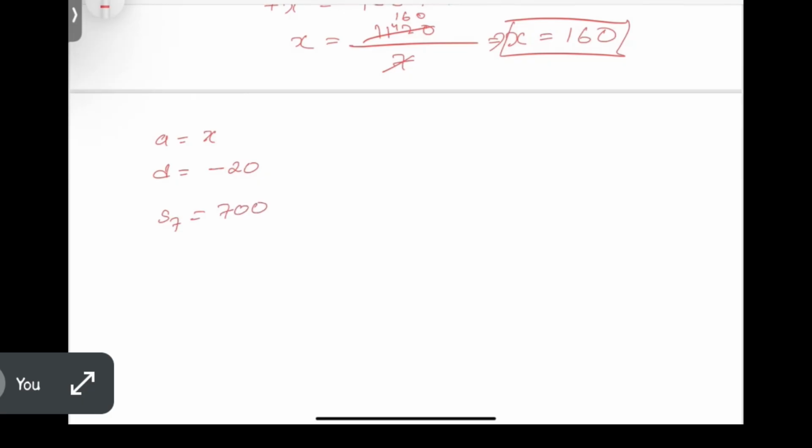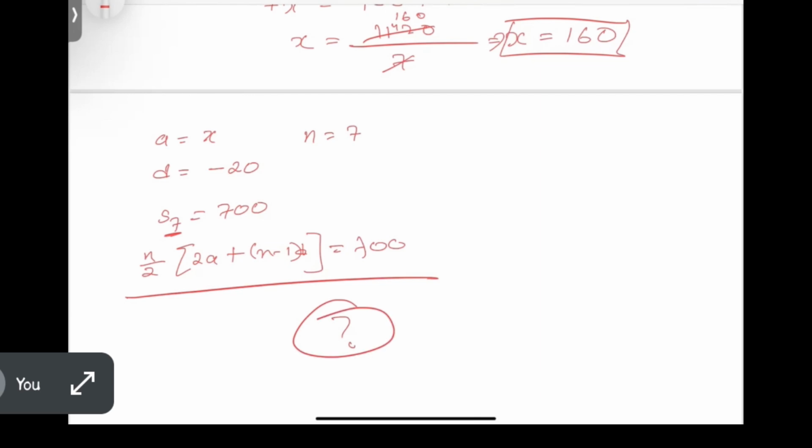So what's the formula for S7? The formula that we have learned, I'll just use the simple one, n divided by 2 times twice of A plus n minus 1 into D is equal to 700. So you put the value of n as 7 here, okay, because we are talking about the 7th term. So you put the value and get the answer. Most probably you will get the answer as 160 here, okay. So I'll leave that for you.